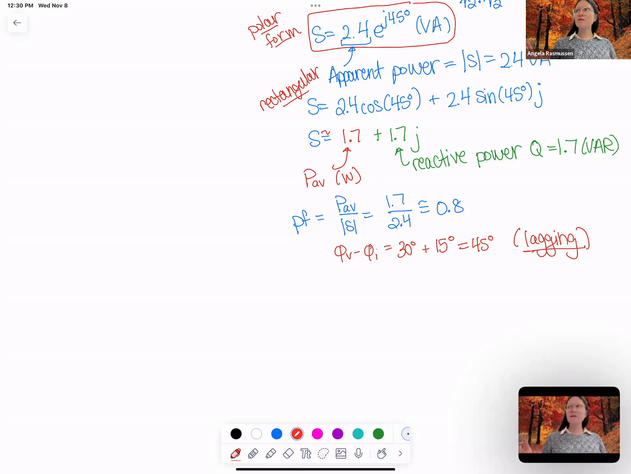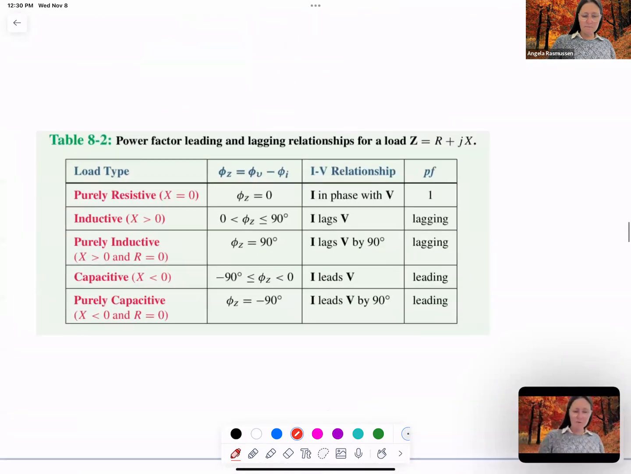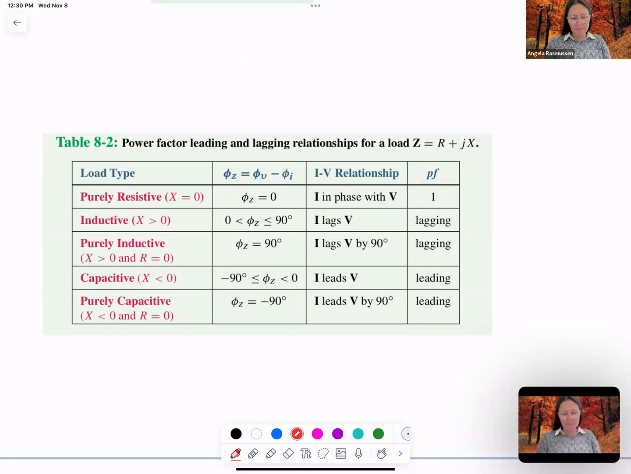All right, questions on this? Yes, 45 degrees is positive, and positive means it's lagging. If it's exactly equal to 90, it's still lagging. If it's negative, even negative 90, it's leading. So negative means leading. You're looking at current in relation to voltage, so leading or lagging between those two. That's what it means. Okay. Questions about these terms? Questions about how to find these values?